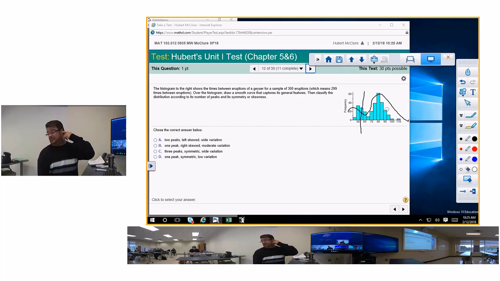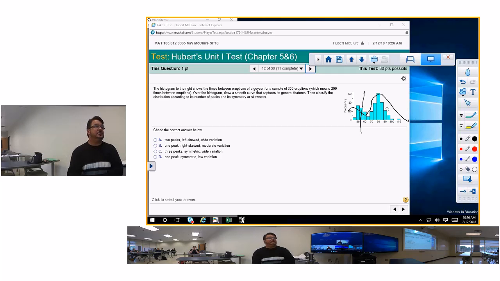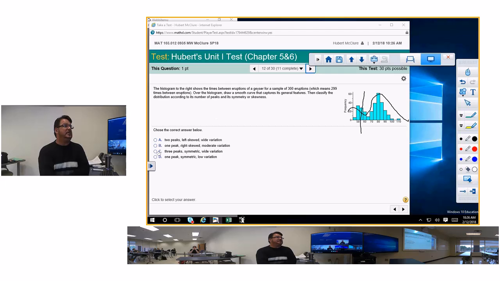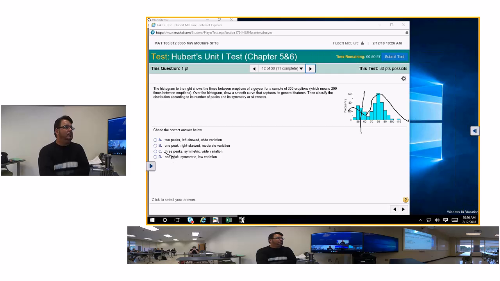Now I done got confused because this book called it skewed right, where the other book called it skewed left. So, all right. First of all, two peaks. Well, we got one peak and a little peak. We don't have two peaks that are the same, so I wouldn't go with that. Skewed right, moderate variation. One peak, symmetric. Low variation, three peaks. Well, I don't see three peaks. So we can take C and what? No. C and I'm just going to mark.